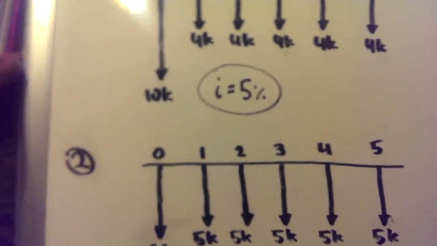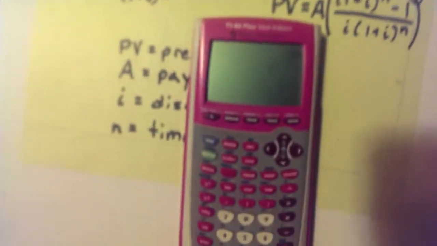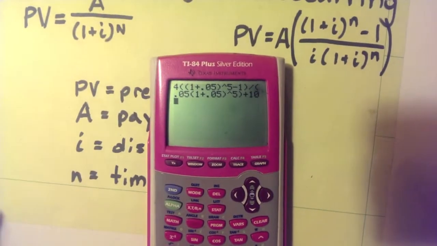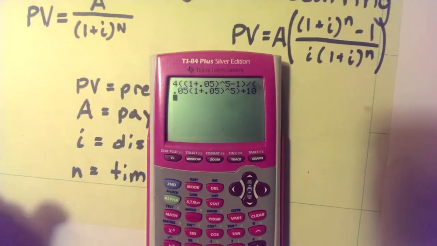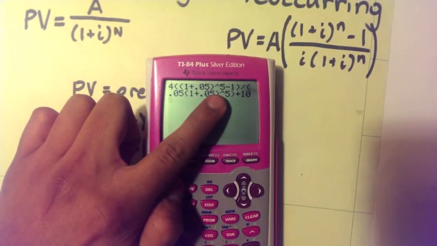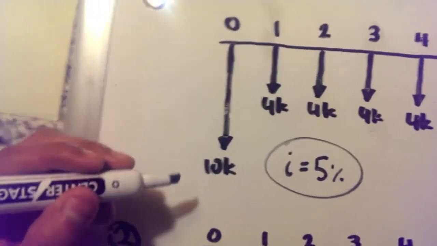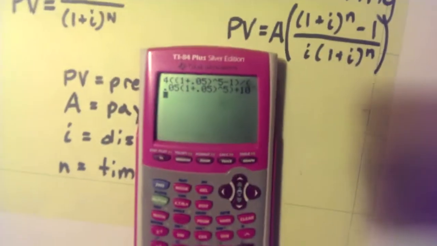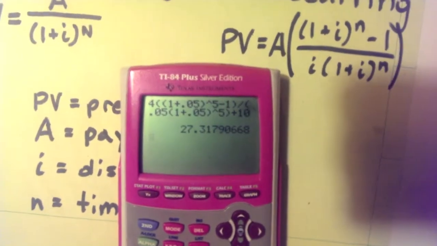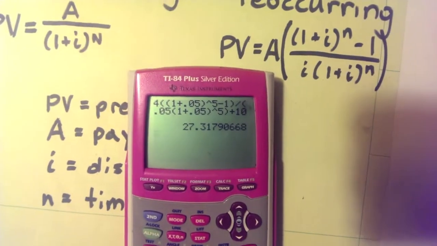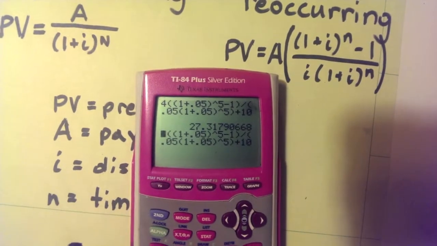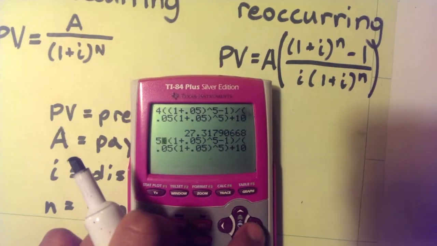Now, using that equation, this equation to be exact, we can plug it into our calculator, which I have already done right here. We can see that A is equal to 4, I is equal to 0.05, and N is equal to 5. However, because we have this initial payment of $10,000, we will be adding $10,000 right there. Now when I hit enter, it gives us 27.318 roughly.